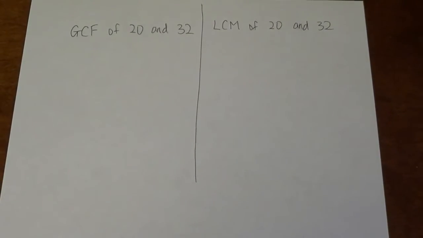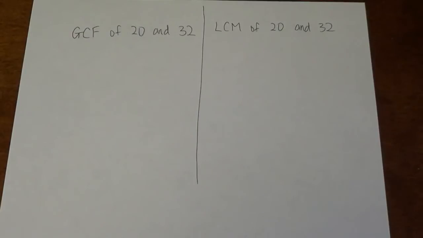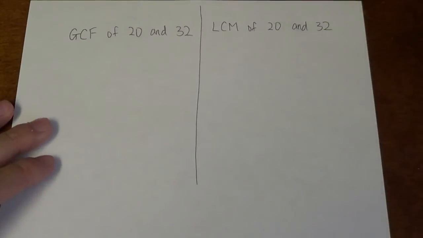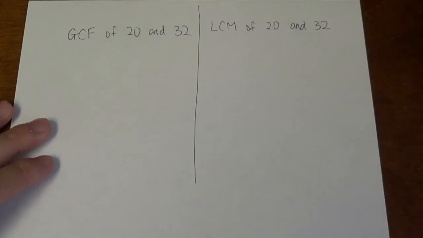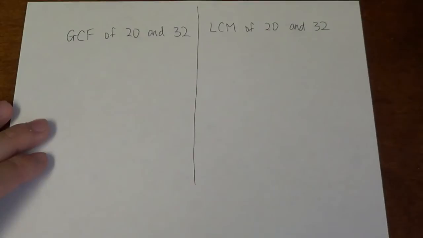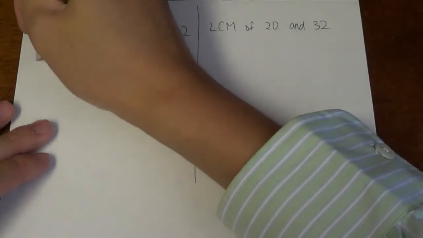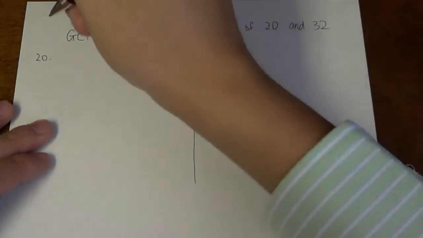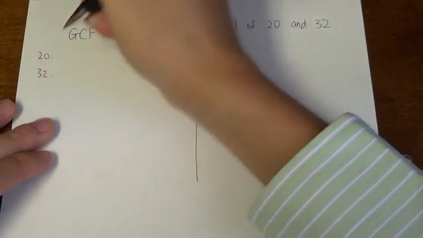Here's a recap of how to find the greatest common factor and the least common multiple. On the left side, we are going to find the greatest common factor of 20 and 32. The simplest way, it may not be the fastest, but the least confusing way, is just to list out all the factors and then find which one they not only have in common, but is the greatest of them all. So we would need to list out the factors of 20 and the factors of 32.